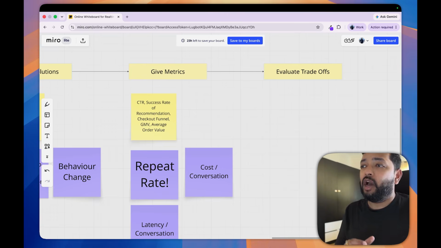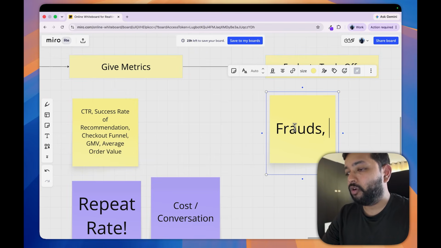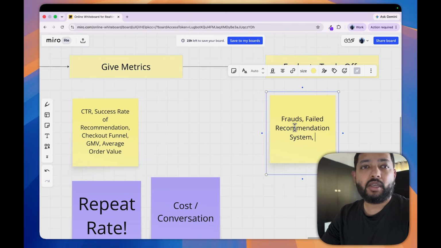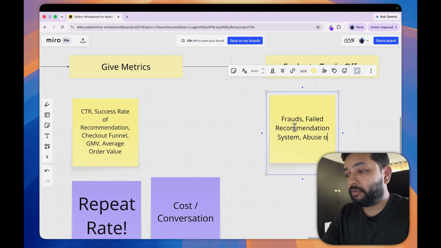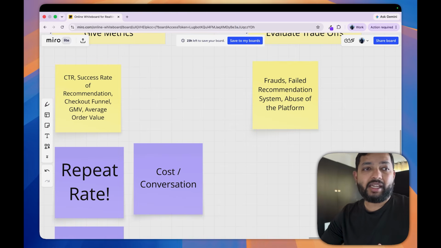Now, finally, you evaluate trade-offs. You evaluate risks. So here I'm going to talk about your standard stuff, like fraud, failed recommendation systems. I can maybe talk about abuse of the platform, right? All of those kinds of standard stuff, right? But with AI, a few things get added, right?